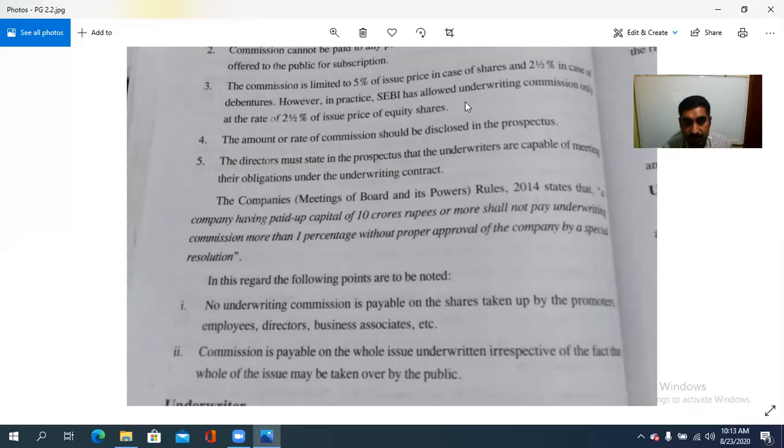So in this regard, the following points are to be noted. No underwriting commission is payable on the shares taken up by the promoters or employees or directors or business associates. Underwriting commission is not payable on the shares taken up by the promoter, the employee, the director, the business associate, etc. And commission is payable on the whole issue underwritten, irrespective of the fact that the whole of the issue may be taken over by the public.